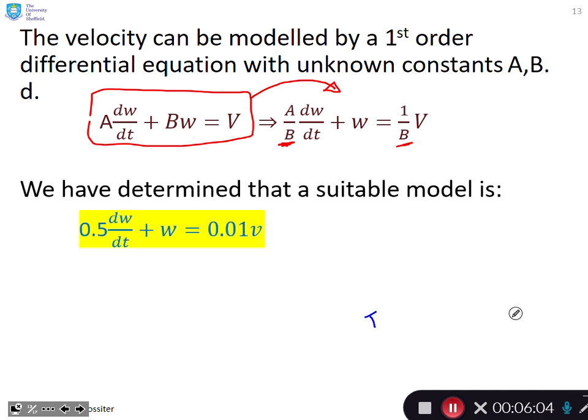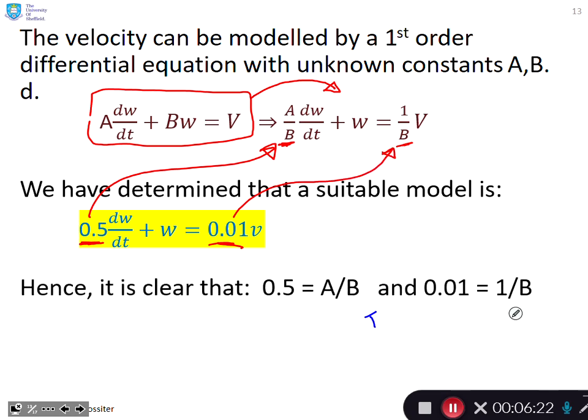So we've now determined that a suitable model, this is what we did on the previous slide, was 0.5 dω/dt + ω = 0.1 v, and clearly you can see the 0.5 is that term and the 0.1 is that term. So what we get is 0.5 is A over B, 0.1 is 1 over B, so B is 10 and A is 5.